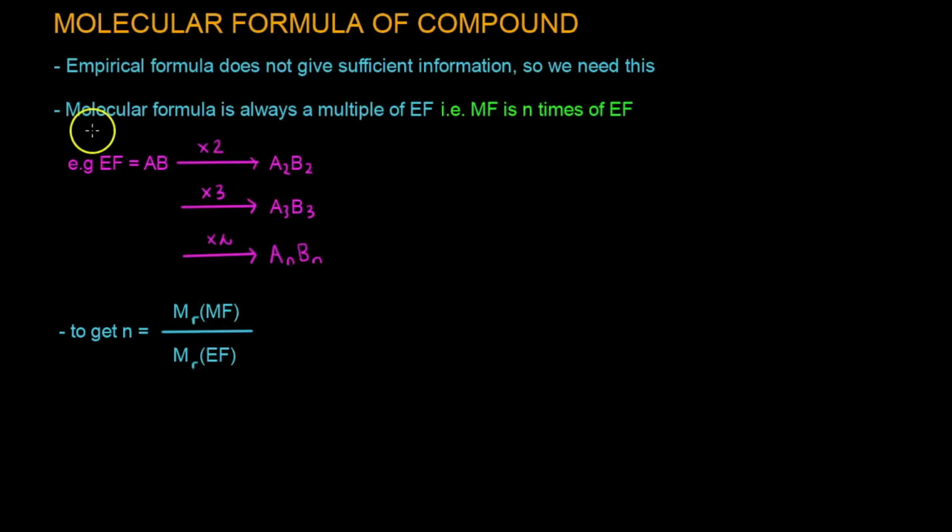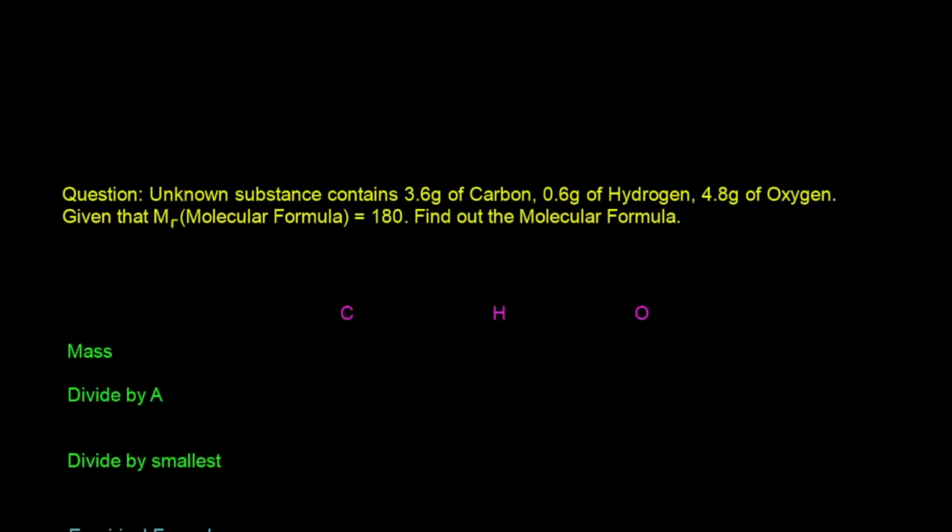So let's take the AB example just now. My empirical formula I found out is AB. So I times 2 to get A2B2, or I can times 3 to get A3B3, or I can times n to get AnBn. With this, you can see that to get n, this is the formula that we require: n equals the molecular formula MF divided by the molecular formula of EF. I think it's easier to illustrate this with an example, so let's just jump straight into it.